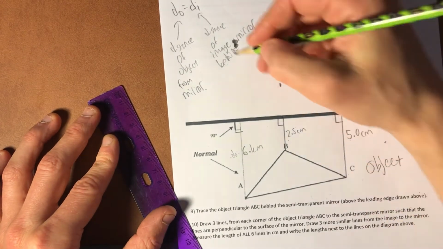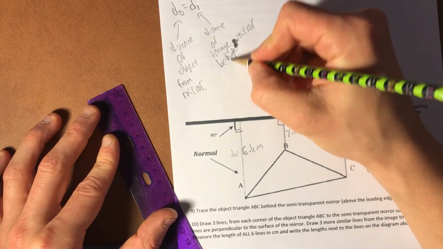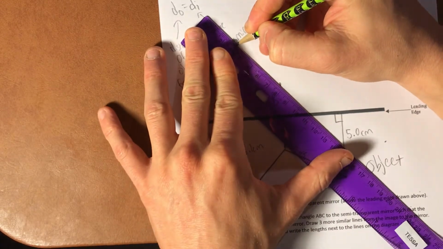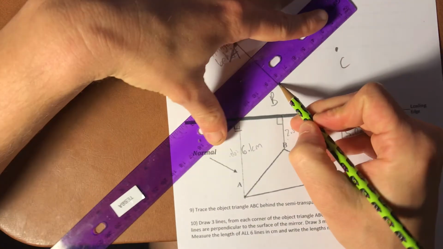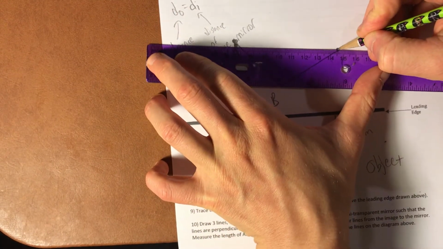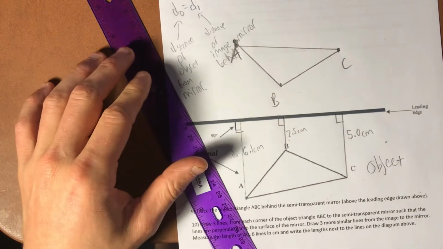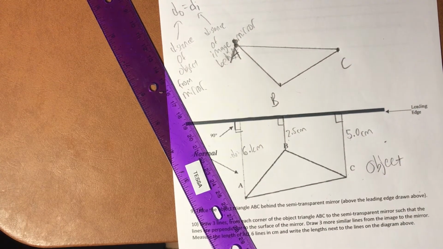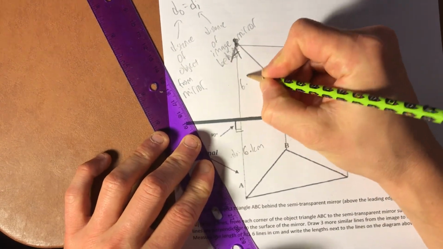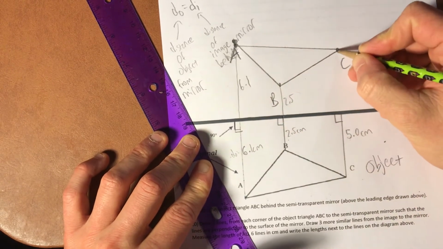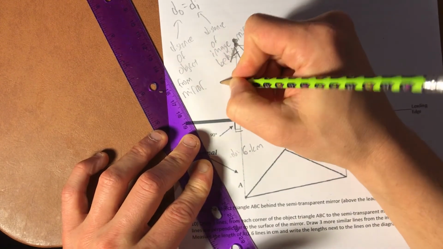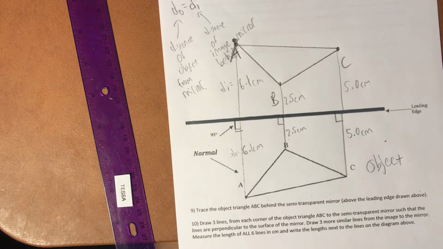Okay, so those are my dots for A, B, and C. Now I'm going to connect those together to make a triangle. You should do the same on your paper. Looks like the same triangle to me, except reflected over. It's like a reflection in math class, sort of, okay? So this is 6.1, 2.5, and 5.0. Go ahead and write all those same measurements on your paper. But those are DI, the distance of the image, all right?